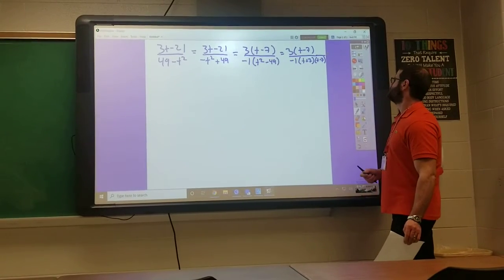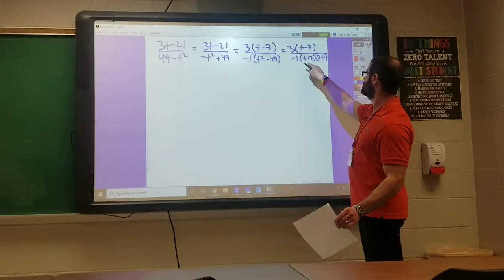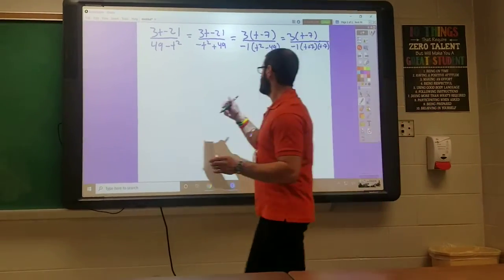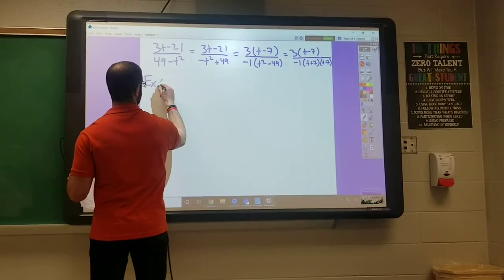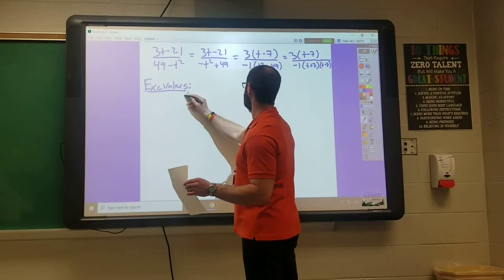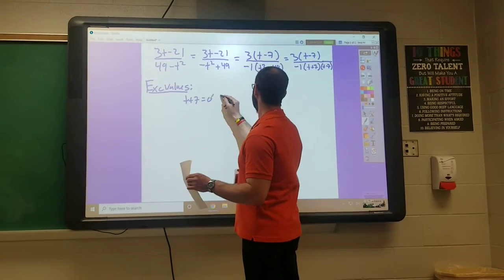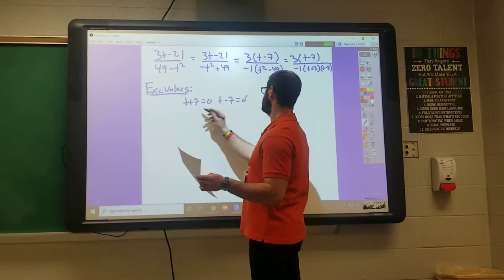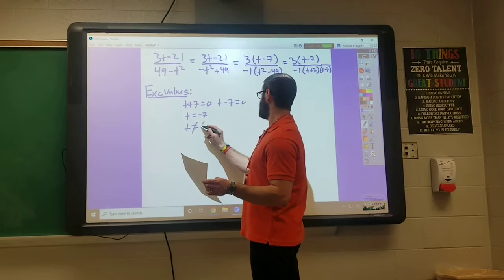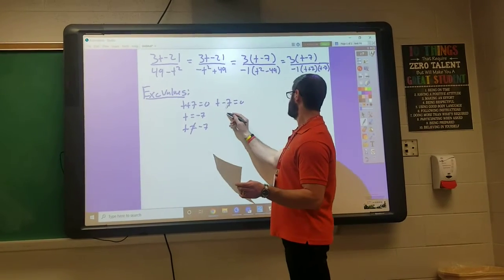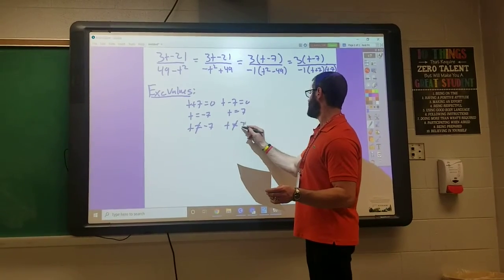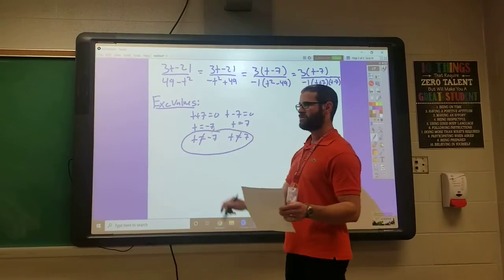Okay. So let's do our excluded values. So look at the denominator once we factored it before we simplified. So our excluded values, right, we set the factors in the denominator equal to 0. So I do t plus 7 equals 0, t minus 7 equals 0. So here I get t equals negative 7. So t cannot be negative 7. Add 7 here, so you get t equals 7, which means t also cannot be 7. So these are excluded values. Again, that's one part of your answer.